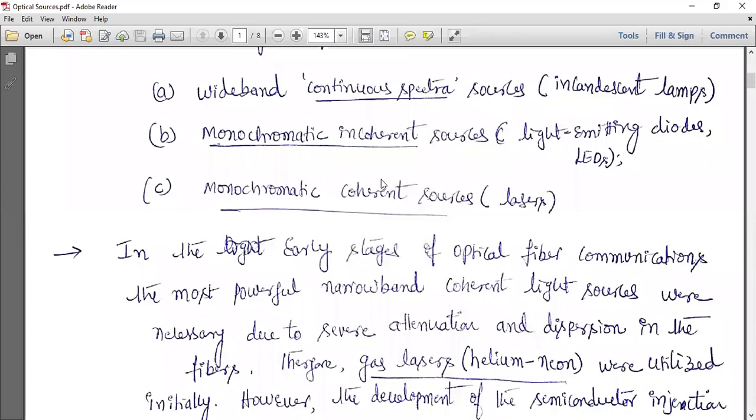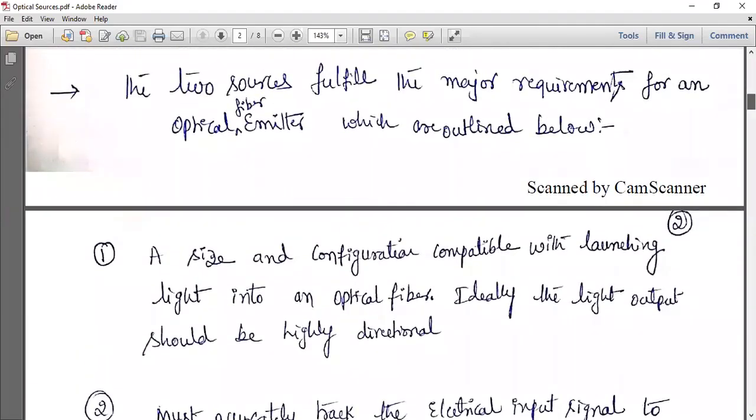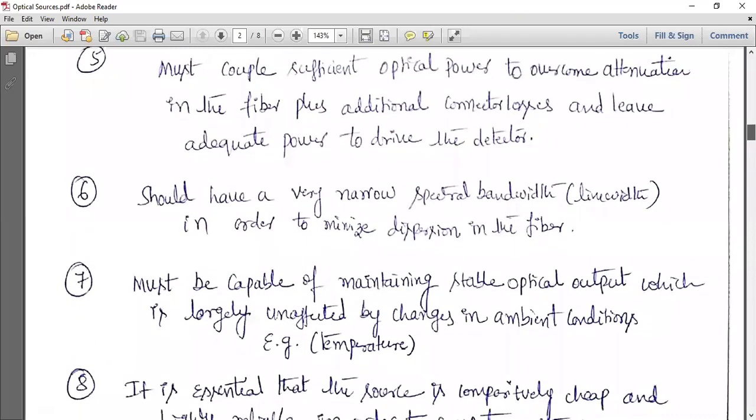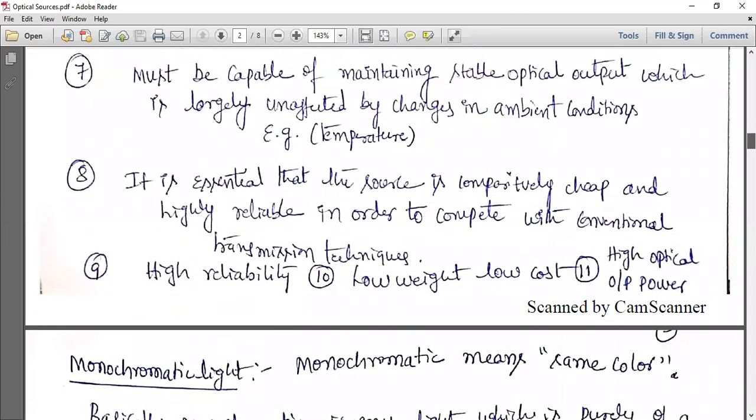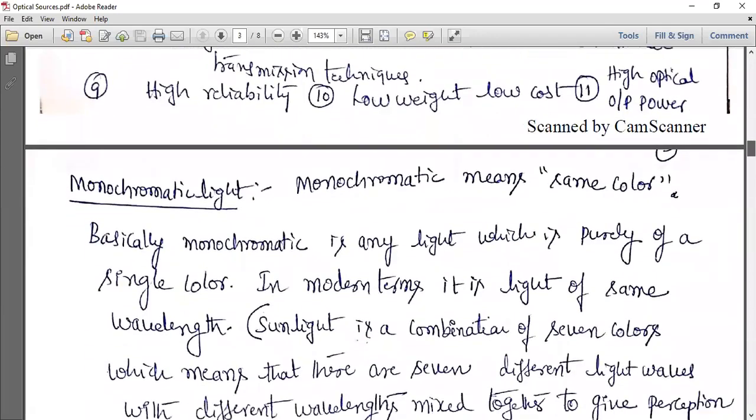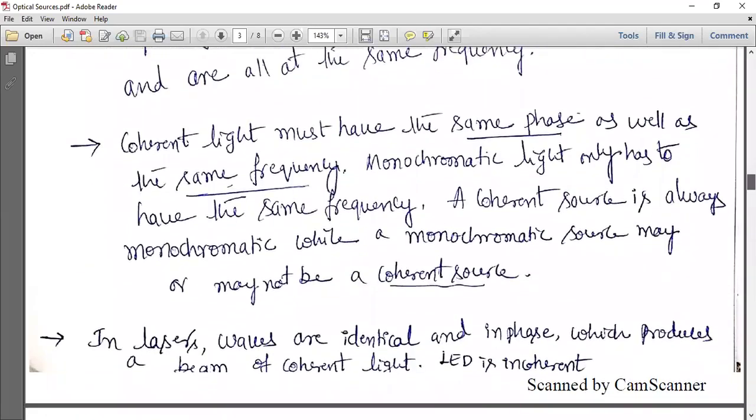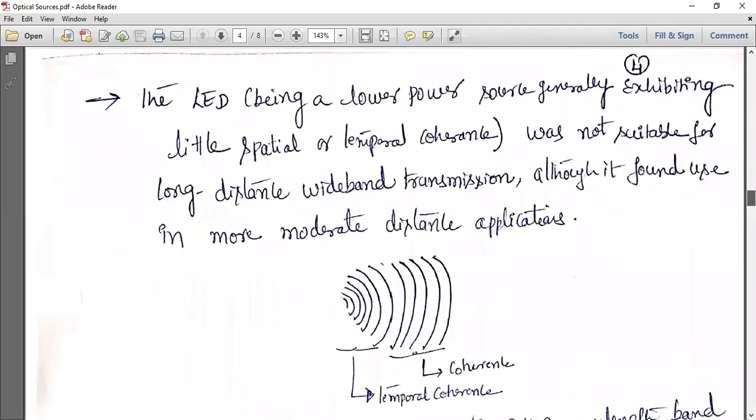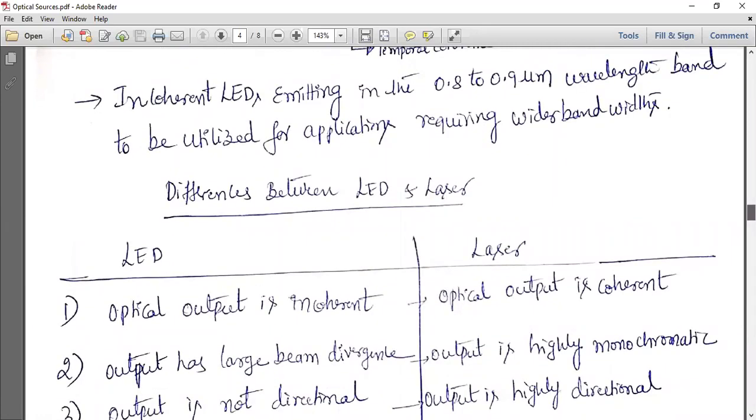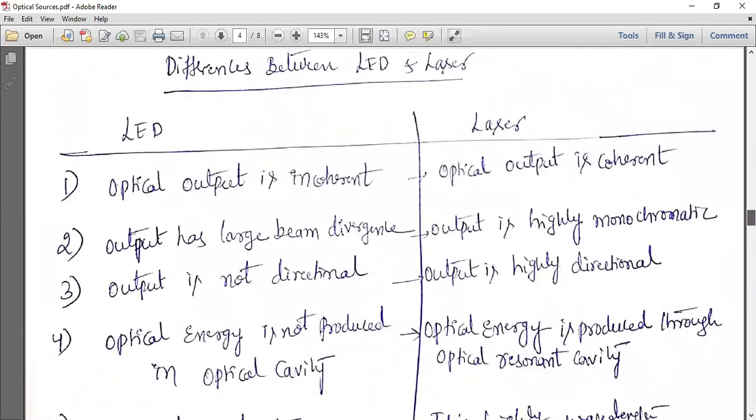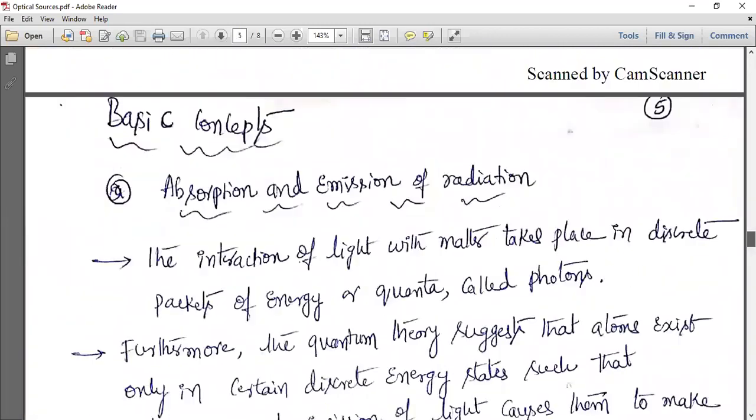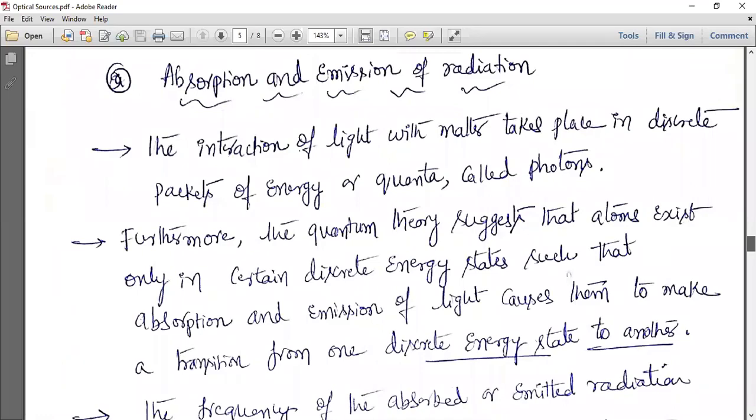So monochromatic coherent sources are lasers, and monochromatic incoherent sources are LEDs. We discussed that in the last class, along with the requirements and the characteristics of an optical fiber emitter. I noted down some 9 to 10 requirements and also the characteristics of the optical sources. Then I explained what monochromatic light is, what coherent sources and coherent light are, what coherent light looks like, and I explained incoherent LEDs. Then we compared LED and laser.